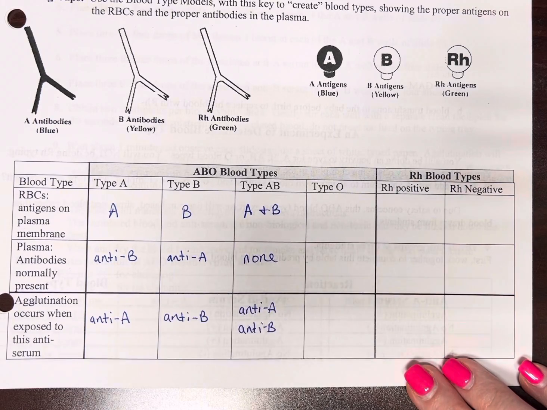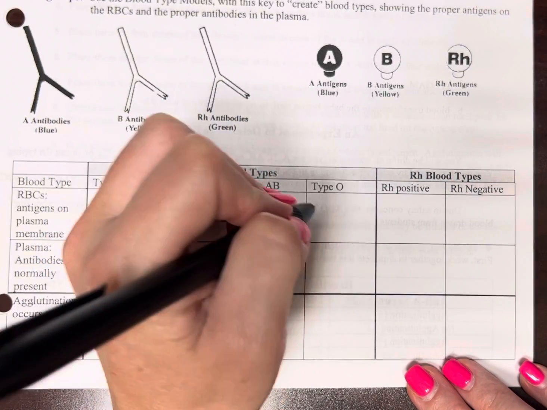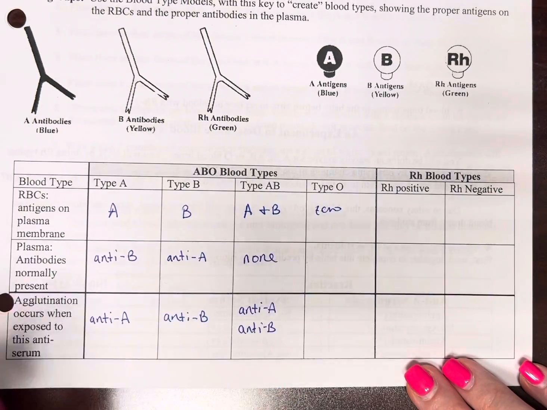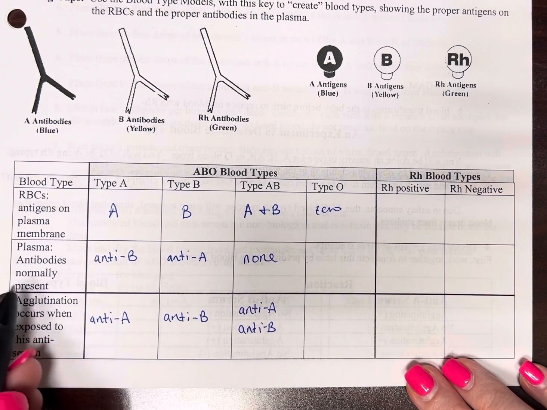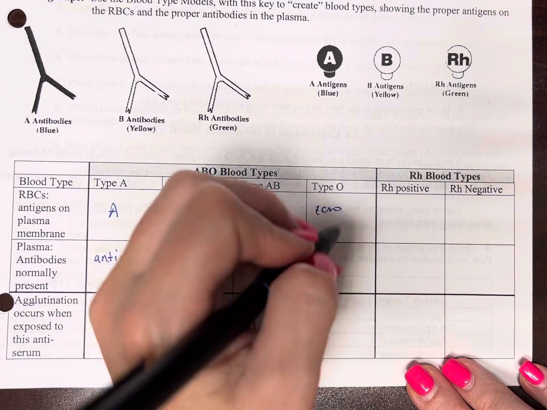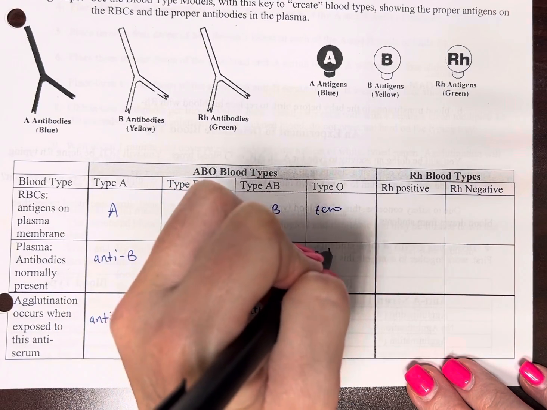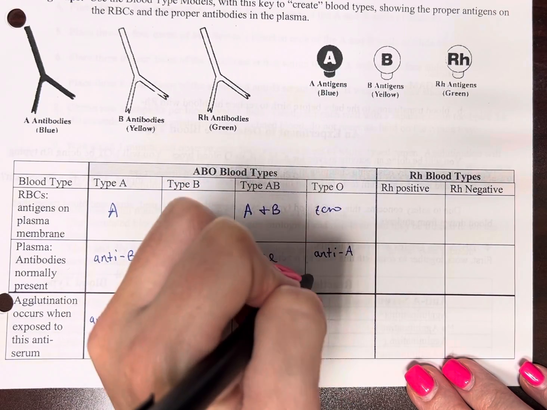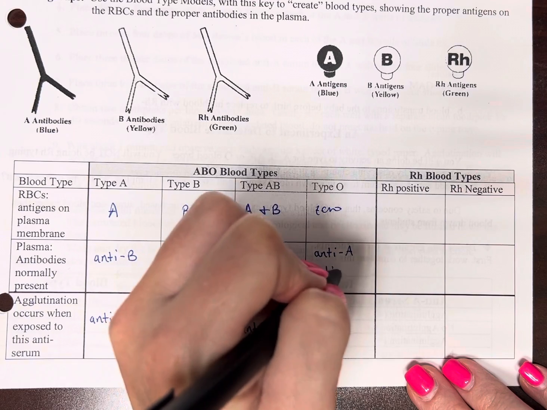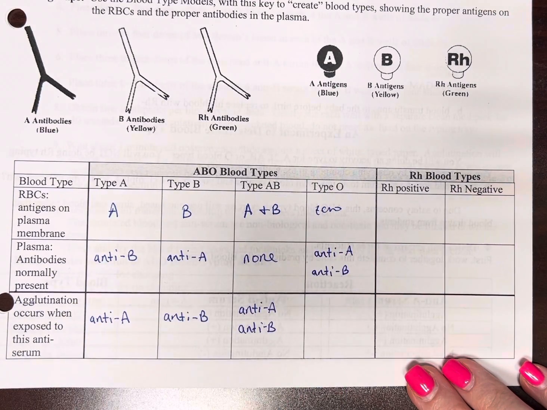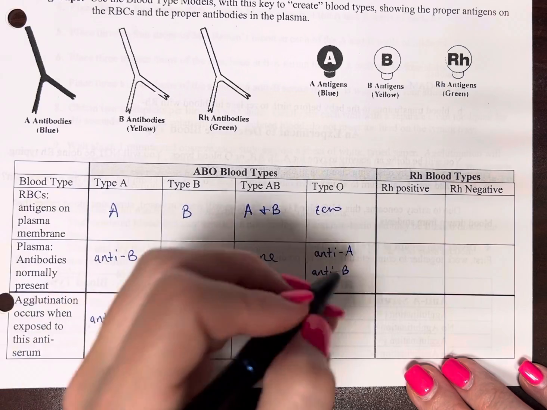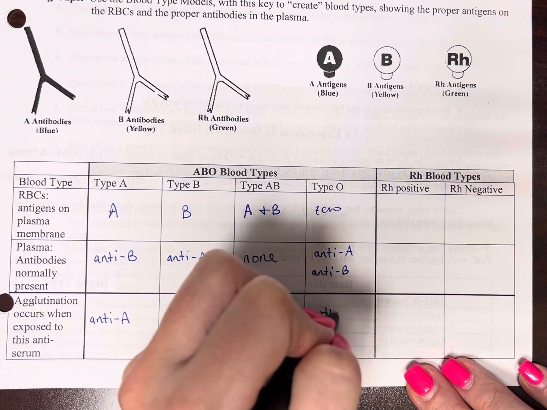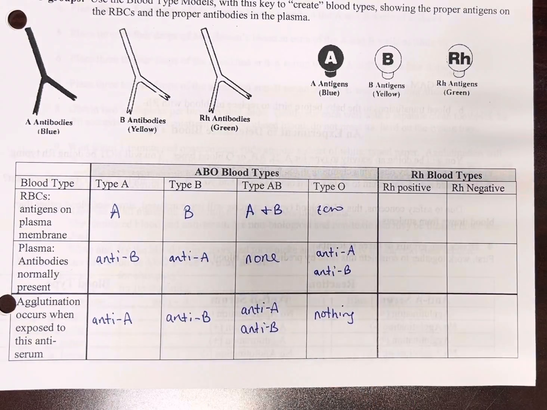Type O is the opposite. Type O has zero antigens on the surface, which means in the plasma, in order to protect itself, it's going to have both anti-A and anti-B. Now when we run a blood typing test, it's going to react with nothing.